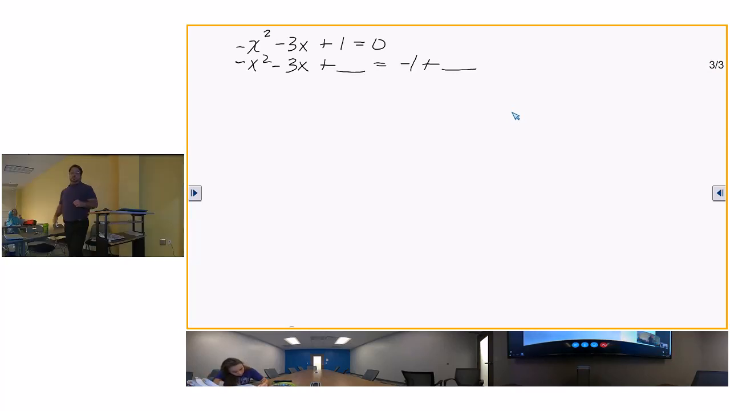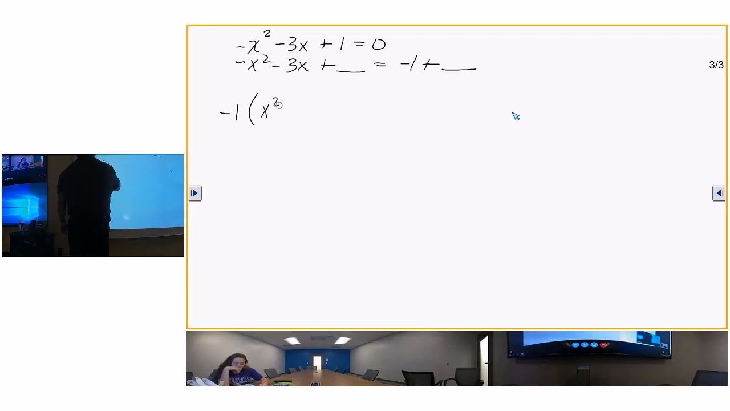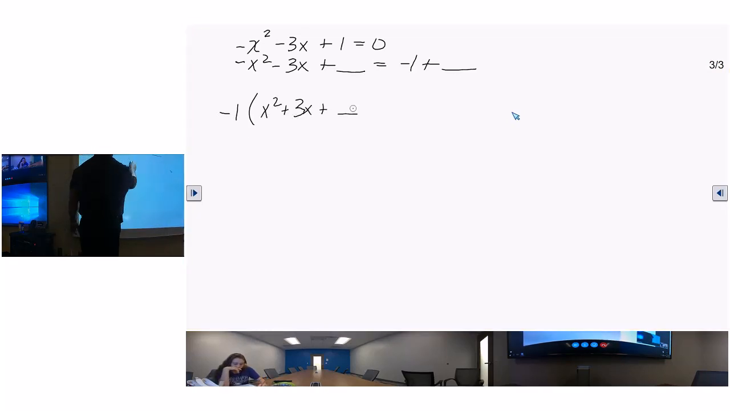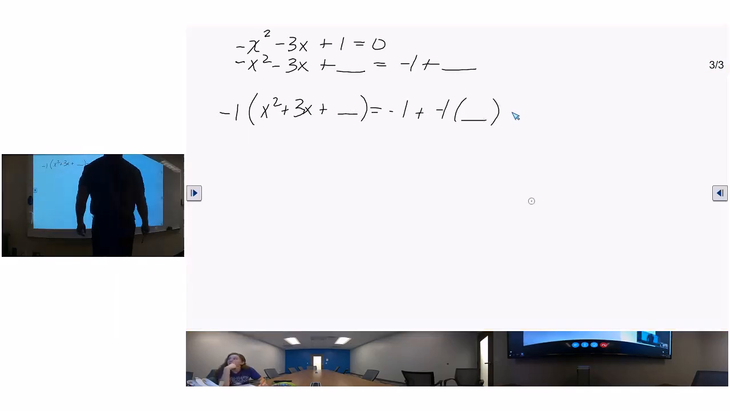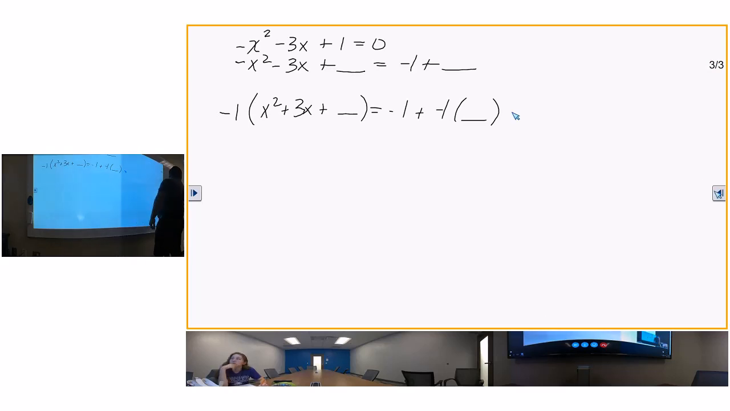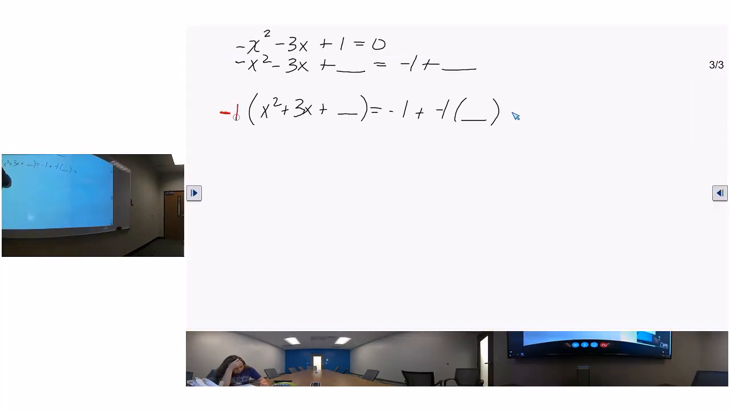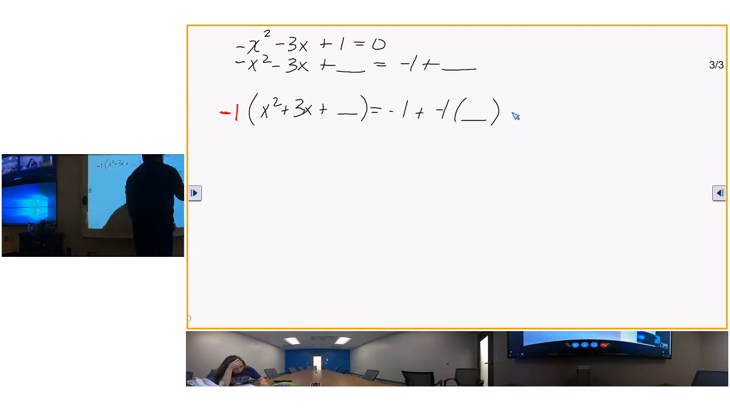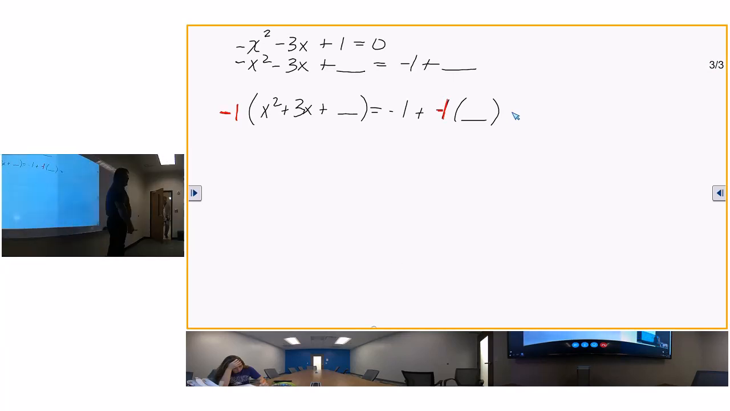Factor out a negative 1. That's just going to change the signs, and that's going to give you a negative 1 out front. X squared plus 3x plus blank is equal to negative 1 plus a negative 1 times blank. Now, just for your purposes, I'm going to change the color of this negative 1 I factored out to red, so you will remember to multiply right here. Whatever you factor out, you multiply on the right-hand side.